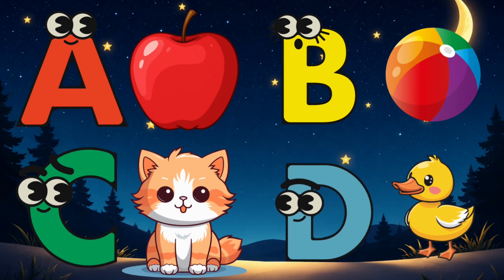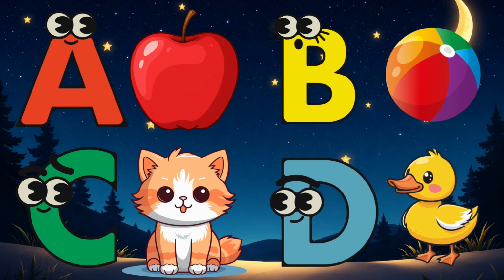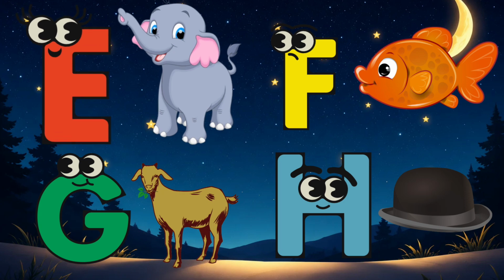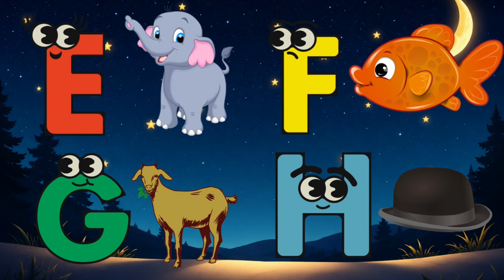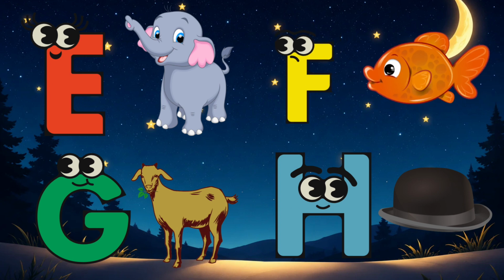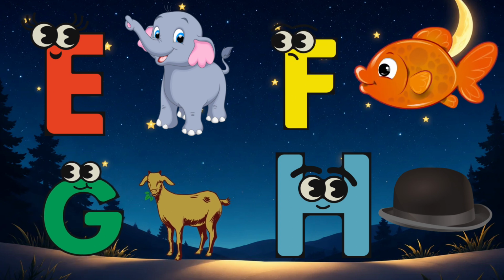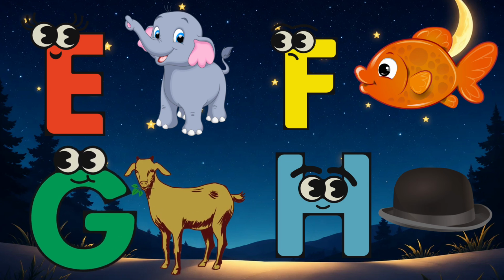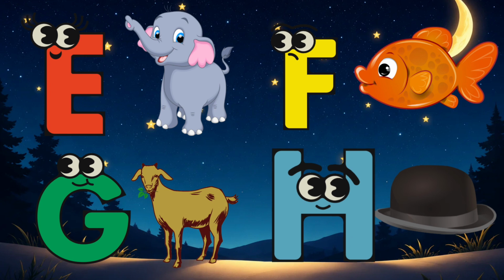D is for duck. Duck can swim. E is for elephant. Elephant is big. F is for fish. Fish lives in water. G is for goat. Goat gives milk. H is for hat. We wear a hat.